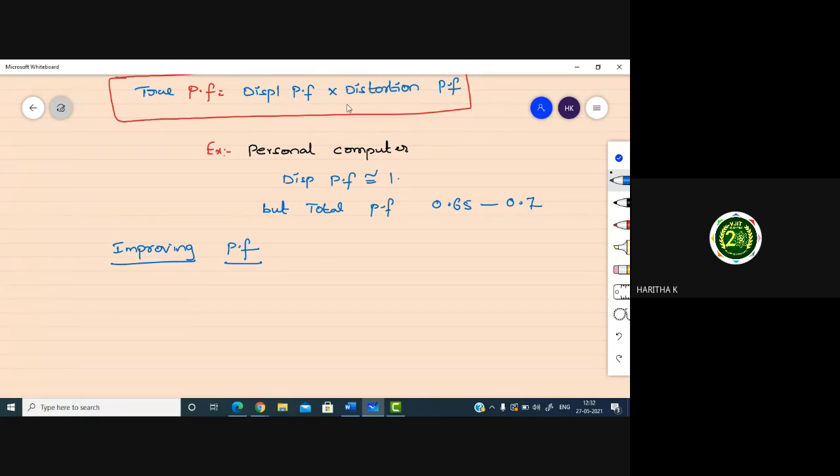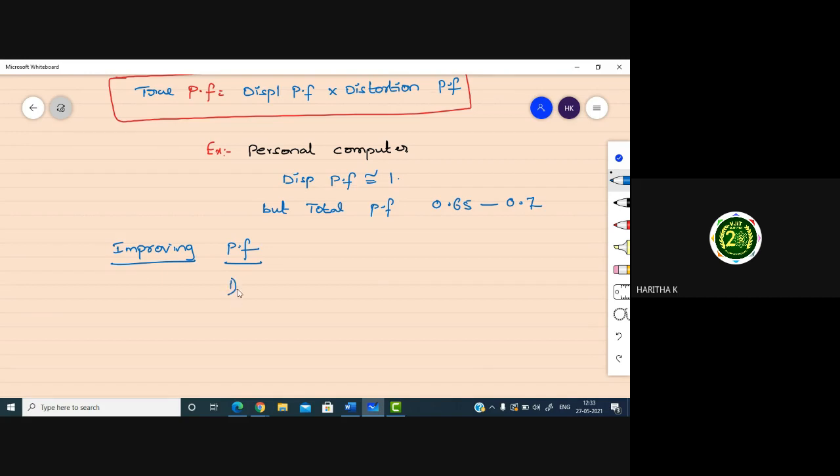Suppose you correct distortion factor and you are not correcting the displacement factor, you just keep it as it is, displacement power factor, and you corrected the distortion power factor by reducing the harmonics, then what will happen to the true power factor? True power factor will not be improved. Why? Because to improve the true power factor or total power factor of the nonlinear load, you have to adjust both the distortion power factor as well as the displacement power factor. Then only you can improve the power factor of the nonlinear load.